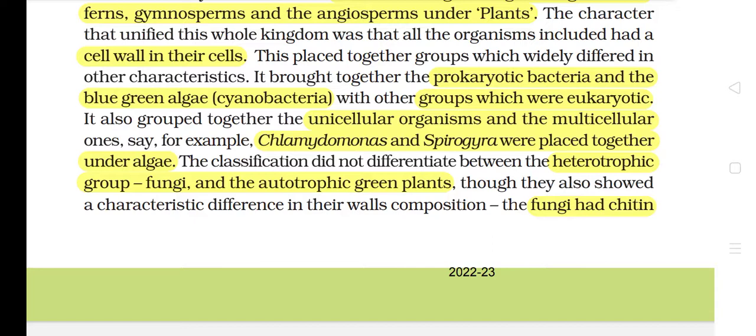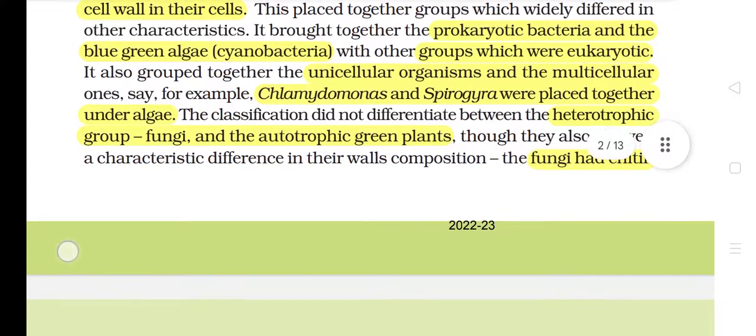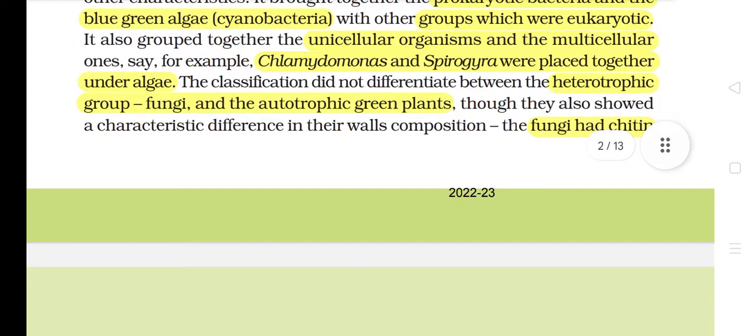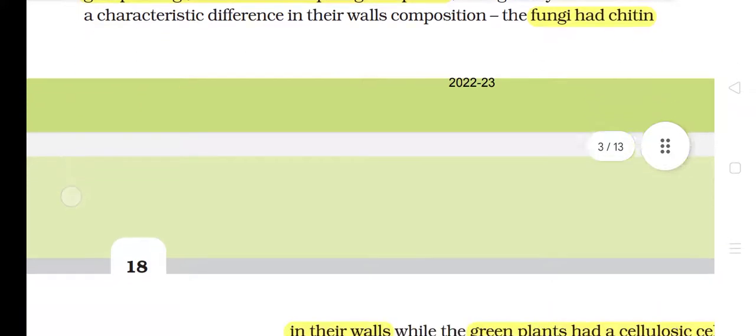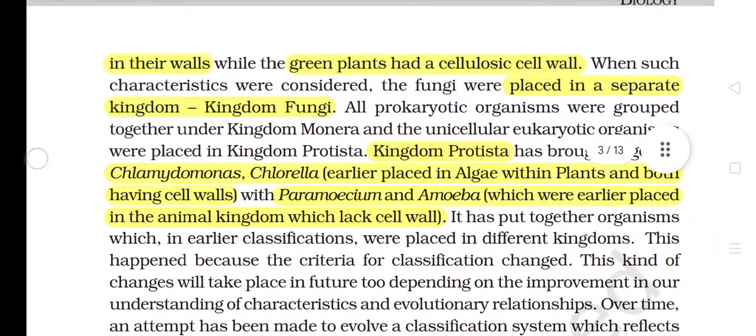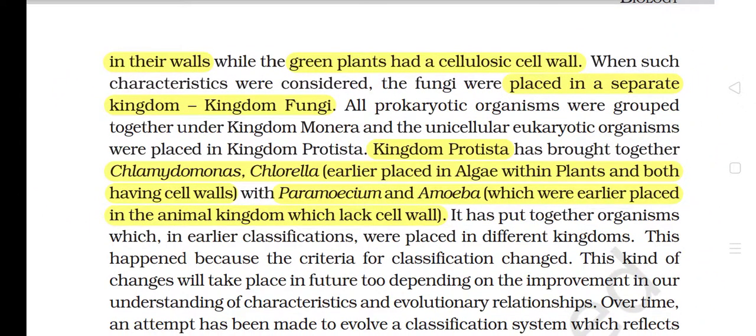The classification did not differentiate between the heterotrophic group fungi and the autotrophic group green plants, though they also showed a characteristic difference in their wall composition. The fungi had chitin in their walls, while the green plants had a cellulosic cell wall. When such characteristics were considered, the fungi were placed in a separate kingdom, Kingdom Fungi. All prokaryotic organisms were grouped together under Kingdom Monera, and the unicellular eukaryotic organisms were placed in Kingdom Protista.